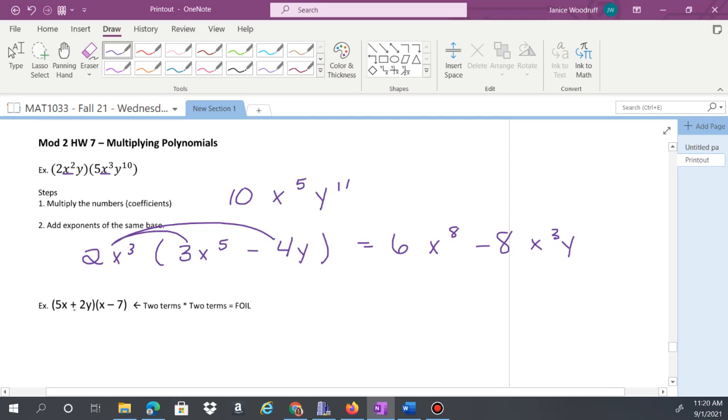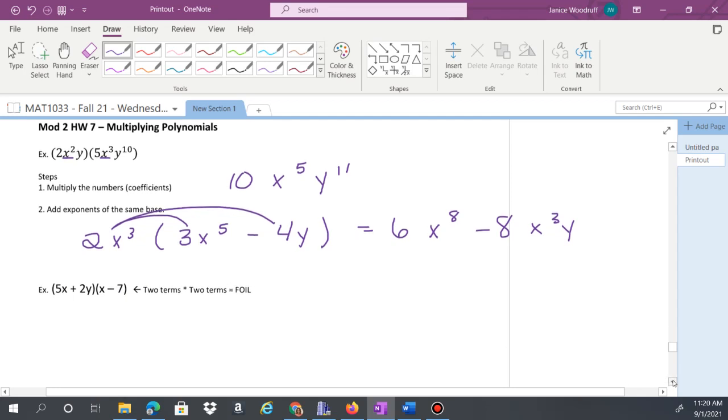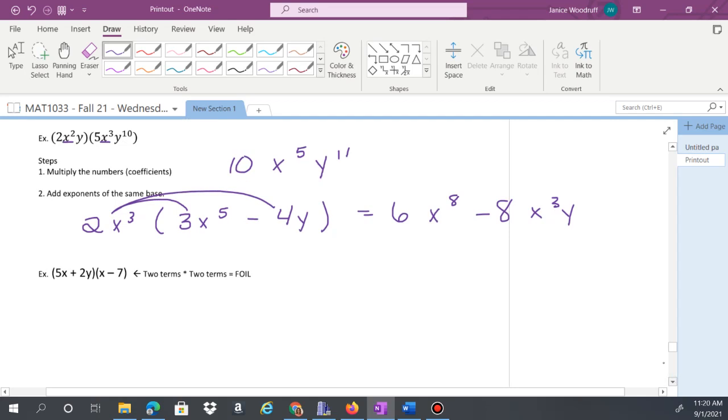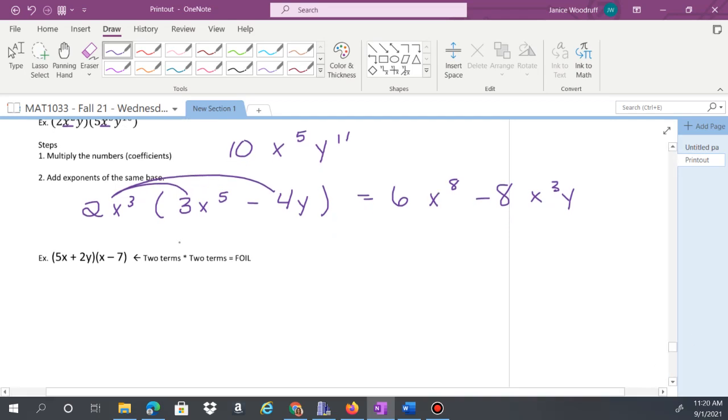The next example we have is a binomial times a binomial. So there's this special acronym for that called FOIL. Does anybody remember what that stands for? Yeah. So first term times first term means the first term of each binomial. So that would be 5x times x. And I like to draw lines, so I don't do anything more than once. So 5x times x would give you 5, and then x, 1 plus 1 would give you x squared.